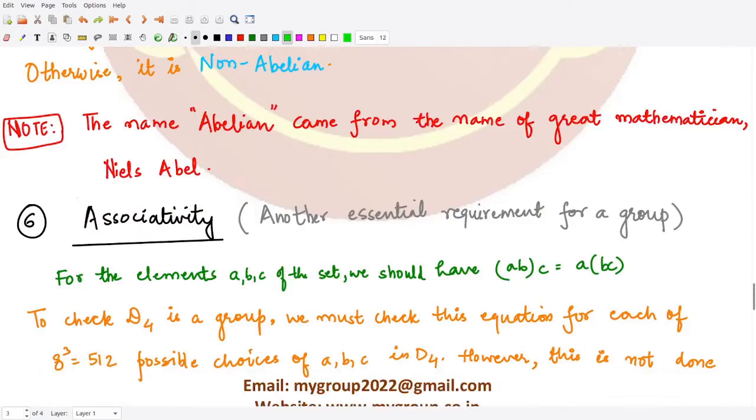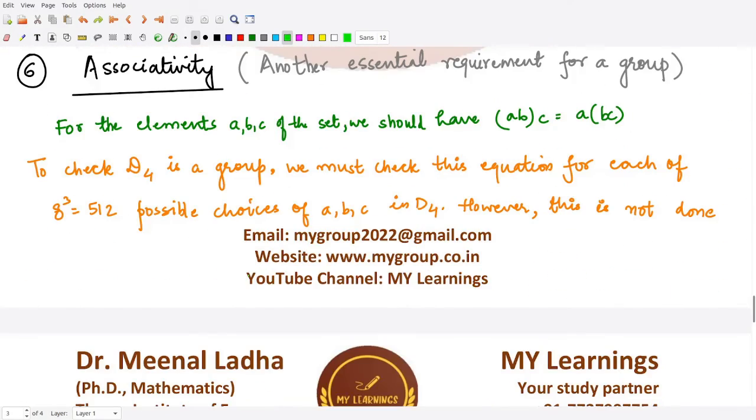And you can see another property of the group D4, it is the associativity property. Now this property is an essential requirement for any mathematical structure to be a group. Now what is this property?